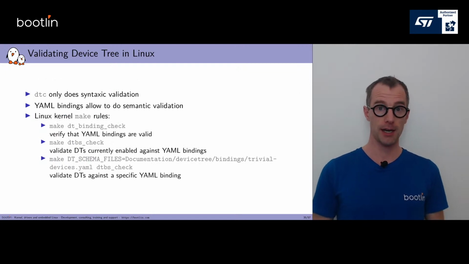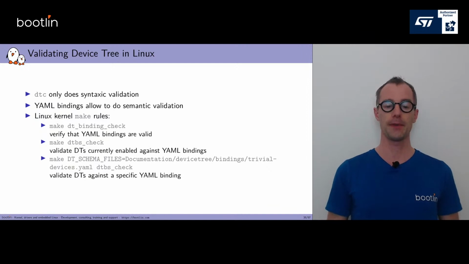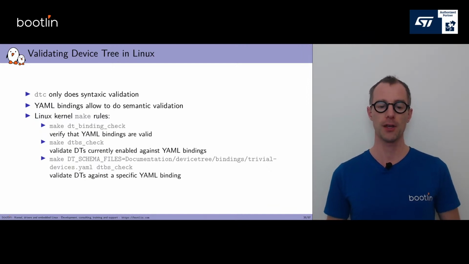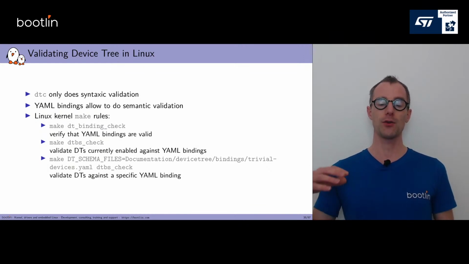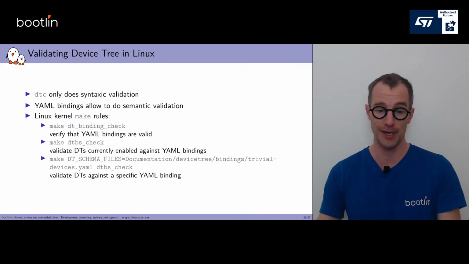So the Linux kernel has integrated this validation tooling. There are various make rules that you can run to benefit from that validation. The first one is make dt_binding_check, which verifies that the YAML bindings themselves are valid, like they are correct YAML that you can parse.